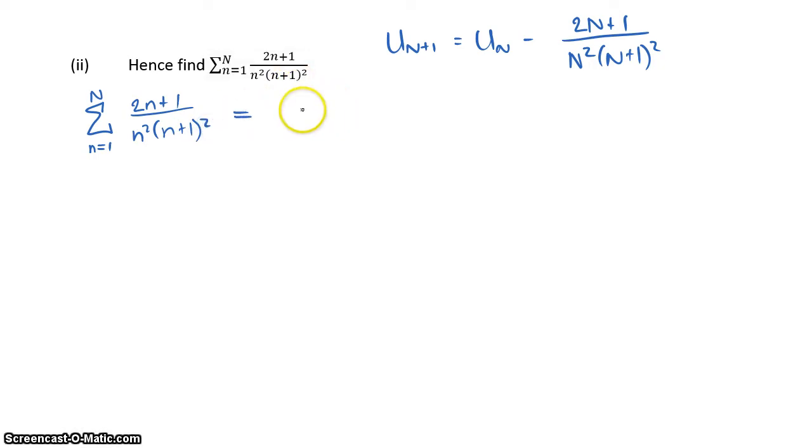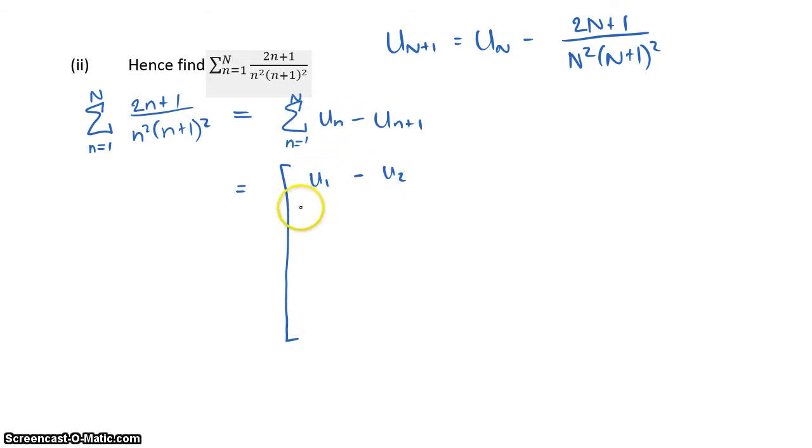What's this equal to? This is equal to the sum n equals 1 to capital N of un minus un plus 1. So that this number, the positive of it, would be un minus un plus 1. Well, what am I going to do now? I'm just going to try a few values of n. So if n equals 1, I get u1 minus u2. n equals 2, I get u2 minus u3. n equals 3, I get u3 minus u4. You can kind of see the pattern, right?